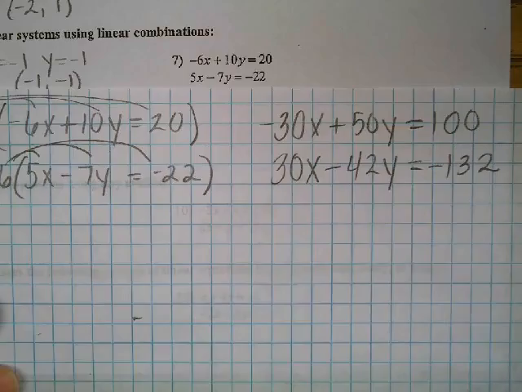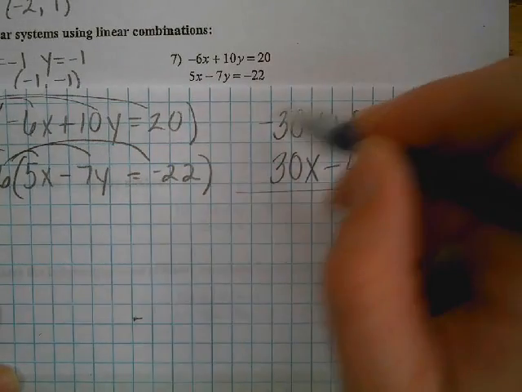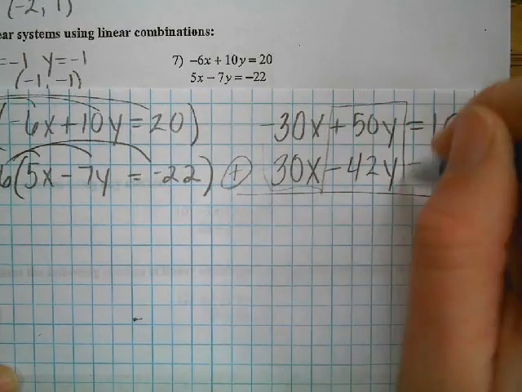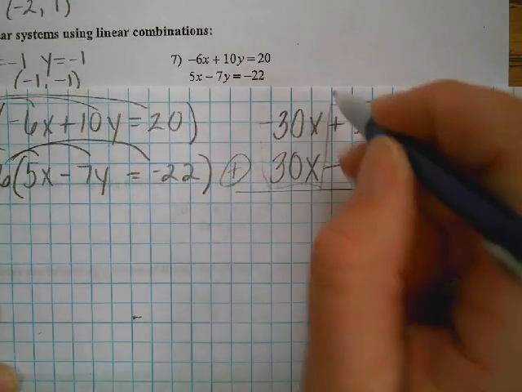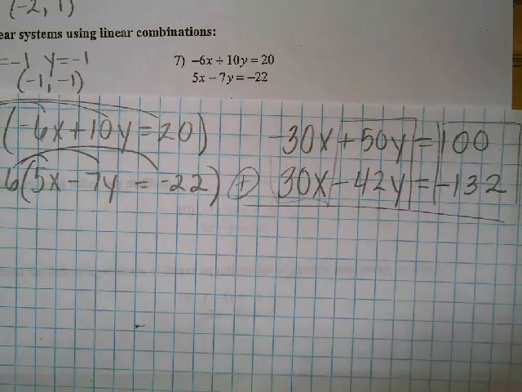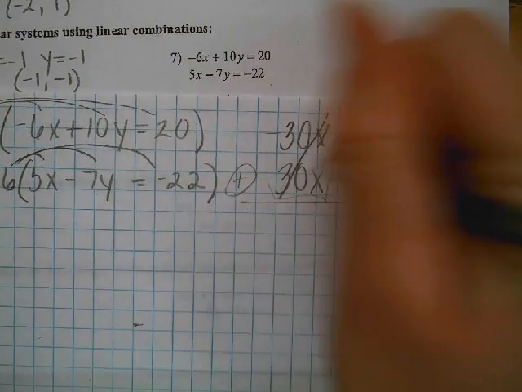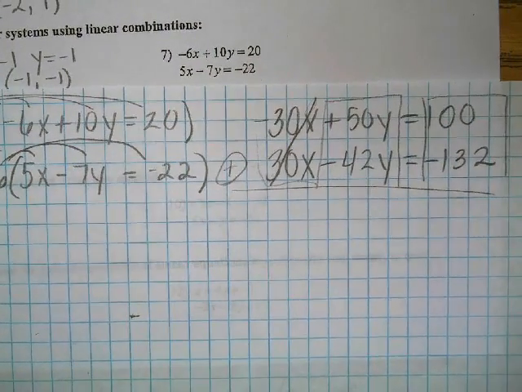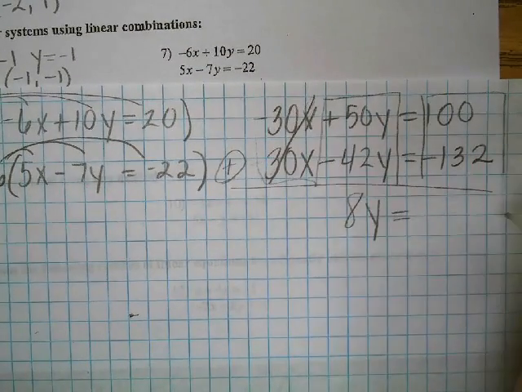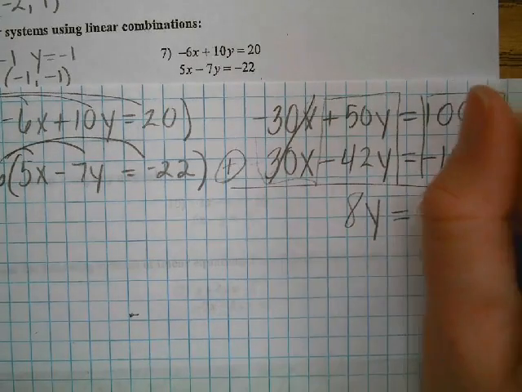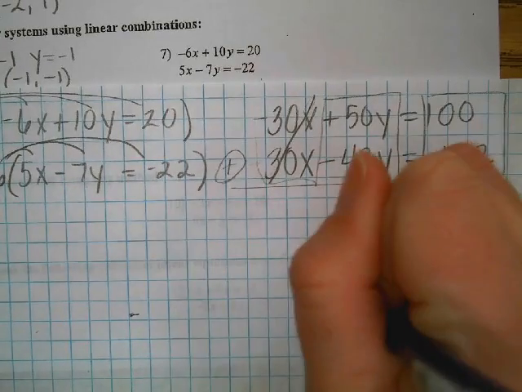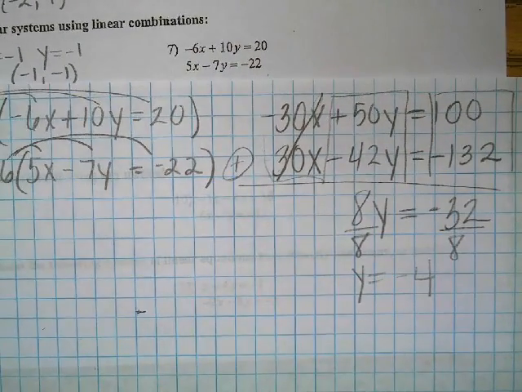After I distribute, I'm now going to add these equations. I'm going to add my x's, my y's, and my constants. Like I was saying before, the negative 30x and the positive 30x are going to cancel, or eliminate, if you will. Then 50y plus negative 42y is 8y, and 100 plus negative 132 is negative 32. Divide both sides by 8, and I get y equals negative 4.